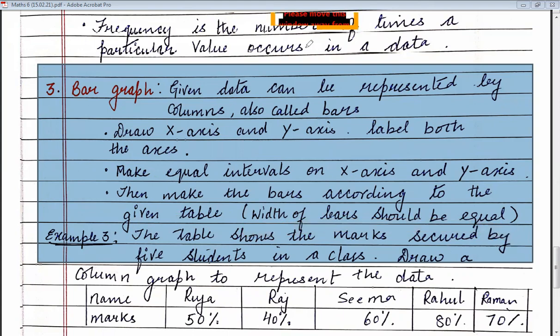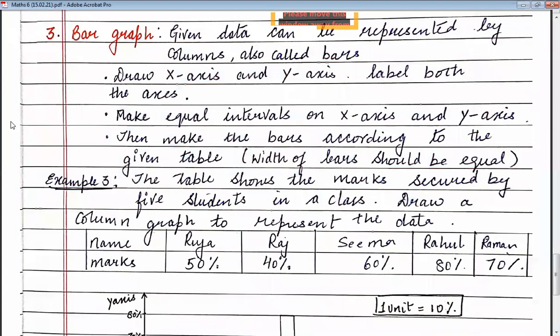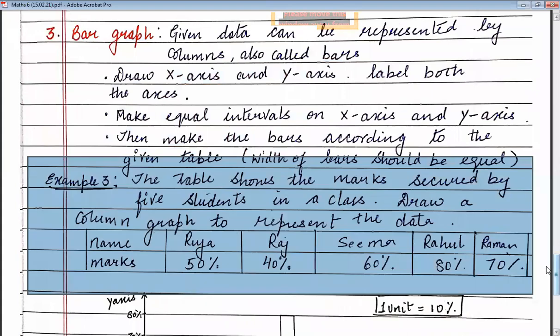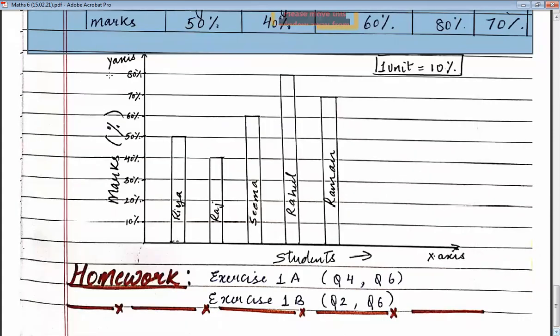Fine. So let us see with the help of an example. The table shows the marks scored by 5 students in a class. Draw a column graph to represent the data. The names of the children are given: Riya, Raj, Seema, Rahul, Raman. And the marks are 50%, 40%, 60%, 80%, and 70%. Okay, students. So now let's see what you are going to make. I told you, first you will draw an x-axis. This horizontal line is your x-axis, and this is your y-axis.